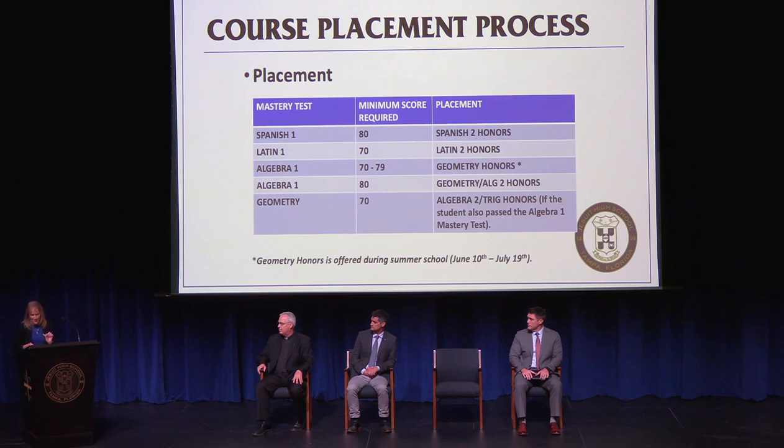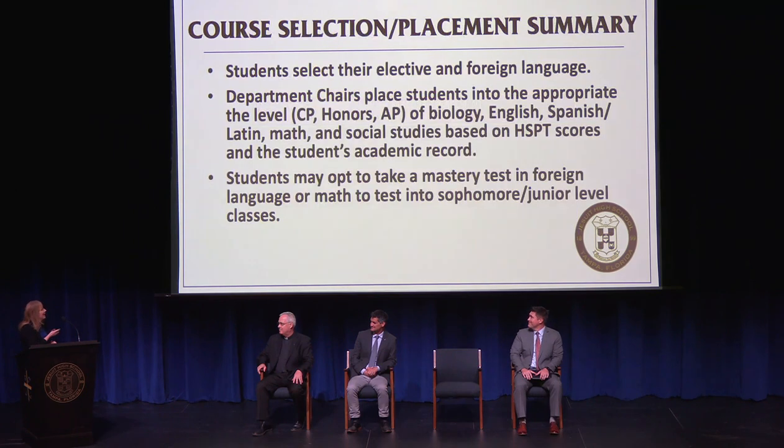All right, so let me summarize this. The teacher in me. So the whole course selection, course placement process, so you're not confused, and if you are, please reach out to me. Students select their elective in foreign language, and that's the form that's up in your Blackbaud portal right now. Department chairs, along with the freshman teachers who have a lot of experience with that course in the age group, place your son into the appropriate levels. So whether that is the college prep level, the honors, or the AP, and that's in biology, English, Spanish, Latin, and math.